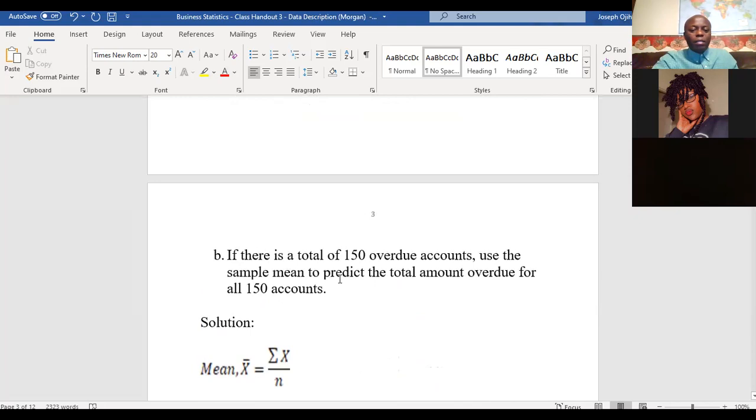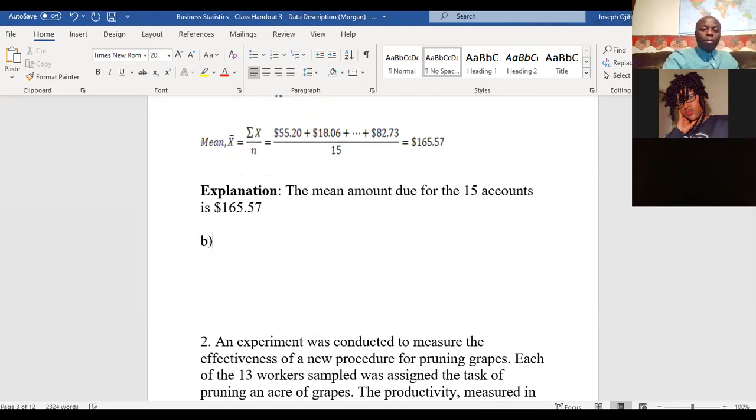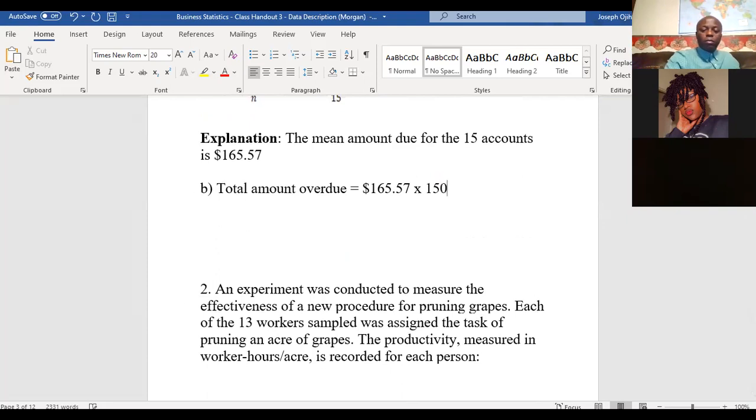Part B says if there is a total of 150 overdue accounts, use the sample mean to predict the total amount overdue for all 150 accounts. So for part B, the total amount overdue equals the average amount, which is 165.57, times all the accounts. Sorry, it's 150 accounts, all the 150 accounts.